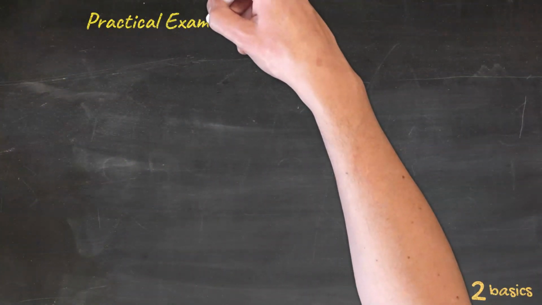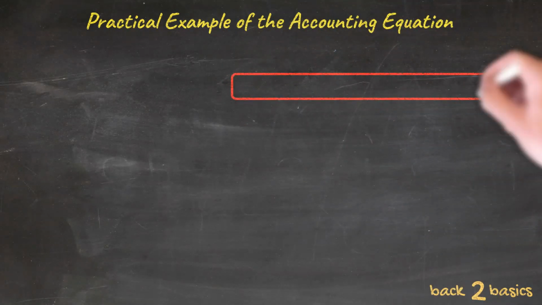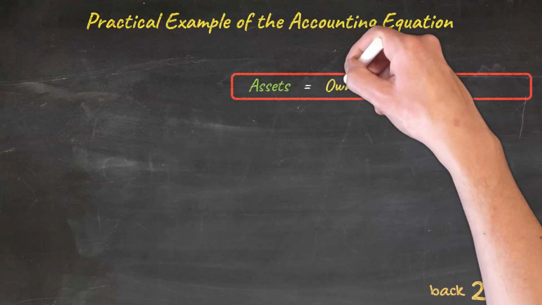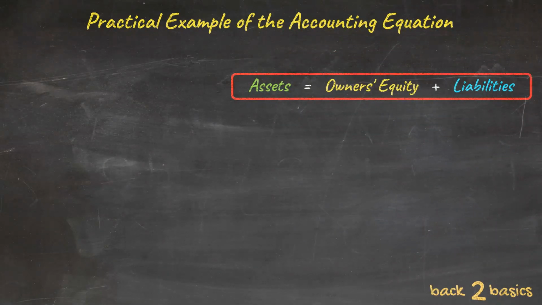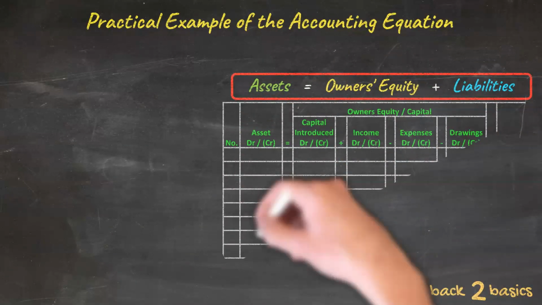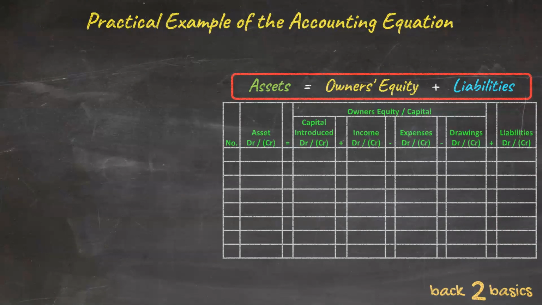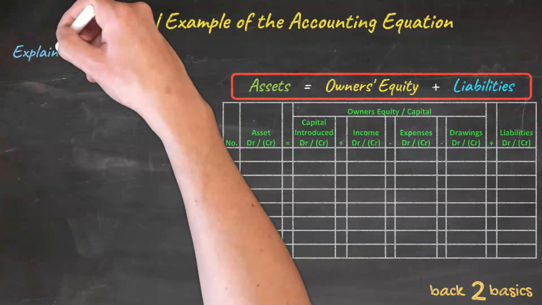Let us consider a practical example of the application of the accounting equation. Here you will recognize the accounting equation with each aspect of the equation in its own column. Here I will demonstrate the impact of each transaction on the equation. Debit values will be shown as positive values and credit values will be shown in brackets. So let's work through the example.